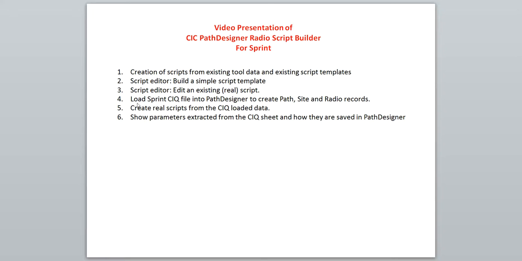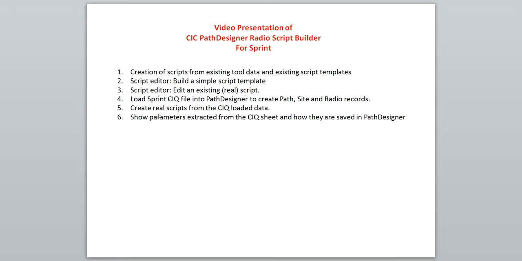The fourth step is to load the Sprint CIQ XL file data into pathDesigner. In the first 3 steps, I'm using existing data in the tool just so I can show you the script editor quickly. But the fourth step would really normally be done first, that is loading the CIQ file data. It creates path, site, and radio records when we load it.